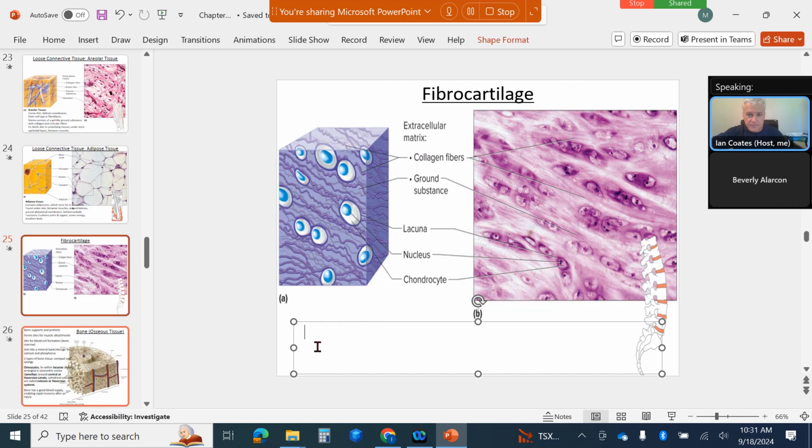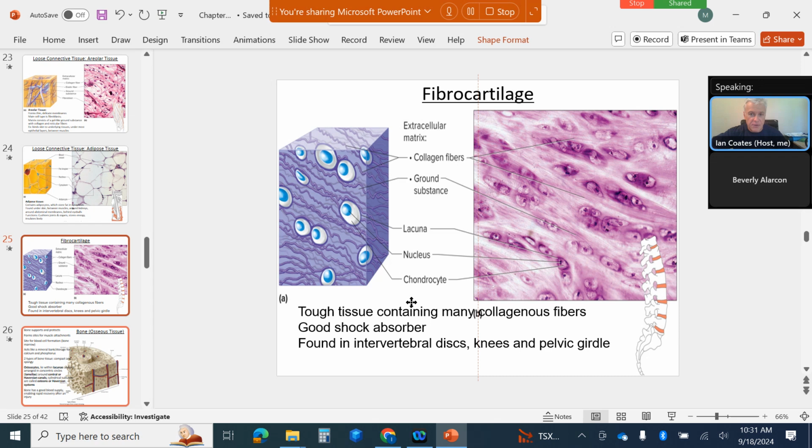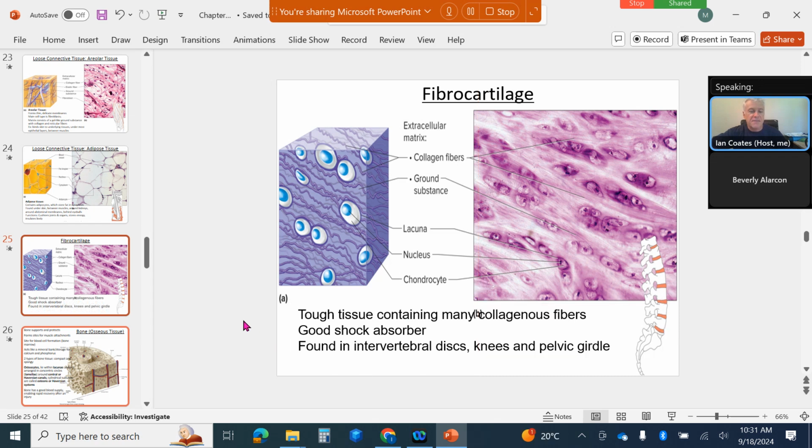Fibrocartilage. Tough tissue containing many collagen fibers, good shock absorbers, found in the intervertebral disc, knees, and pelvic girdle. Okay, different kind of cartilage, right? The kind of cartilage here is not the same kind of cartilage found in between, because these guys here, not only do they have to shock absorb, they have to dissipate that shock and keep it away from the bones of the spinal column.